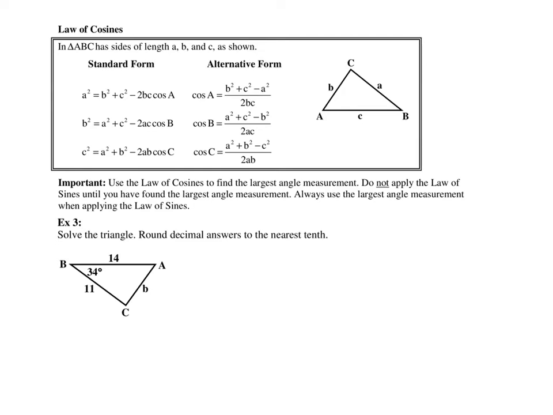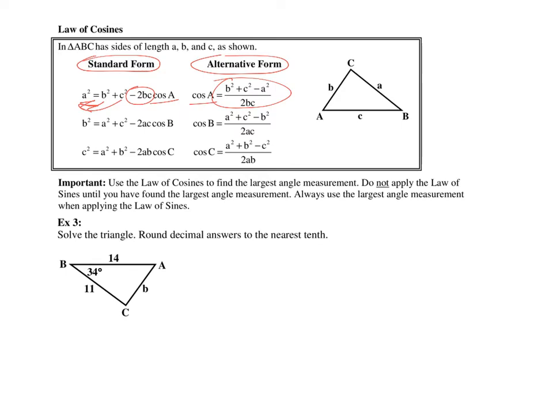So here we have all these variations for the law of cosines. This is the standard form here, and then we have the alternative form. Well, how do you get the alternative form? You just move all these over, and then you divide by this part, and then you isolate the cosine of A, which is what we have right here. And you can do it for all the other variations.